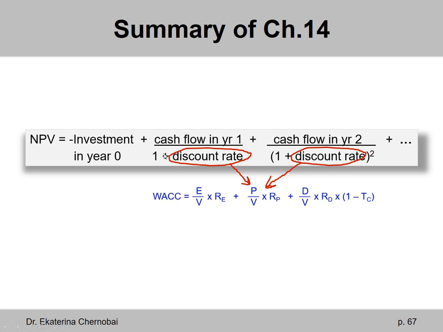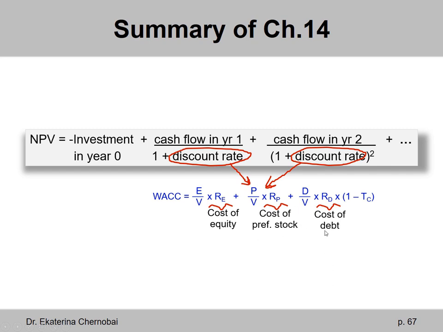First, we looked at what the correct discount rate for a new investment project should be, where it should really be coming from. And we used the weighted average cost of capital formula, which combines the cost of equity, the cost of preferred stock, and the cost of debt.